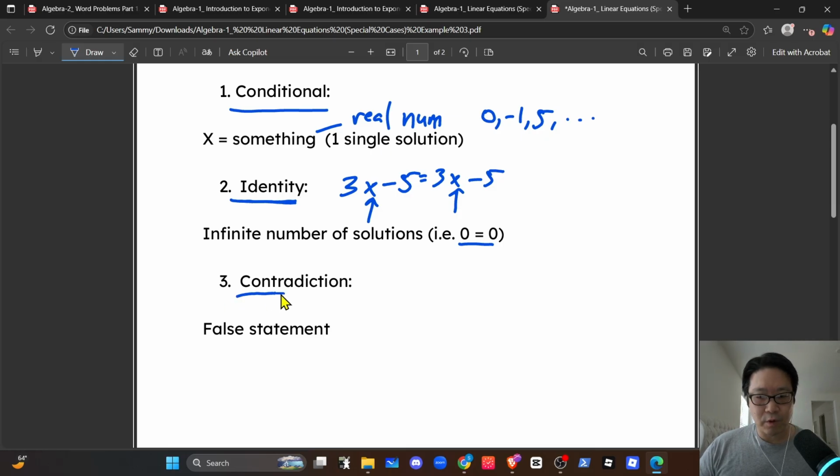The third situation is when you get a contradiction, and this is when you get a false statement. So something like 0 does not equal 5. This is obviously false. So let's try out an example.